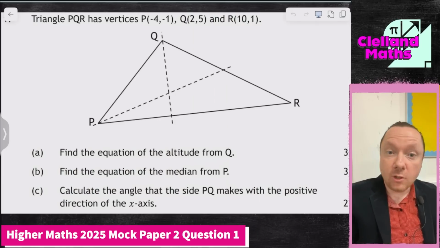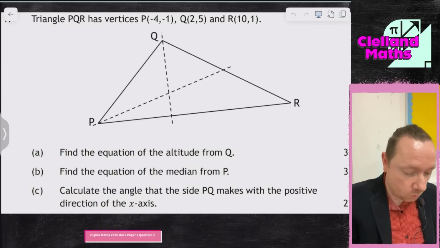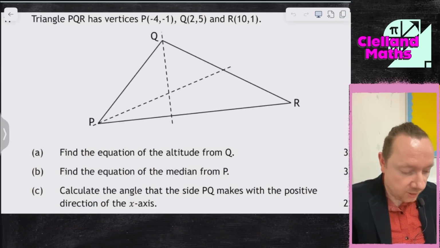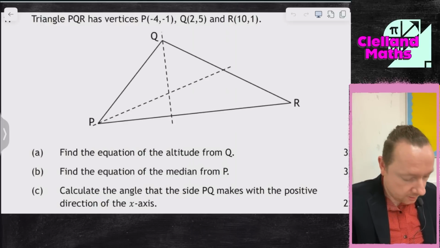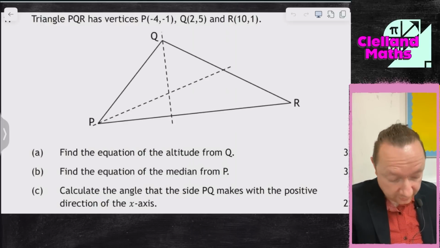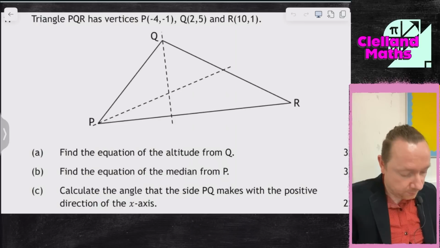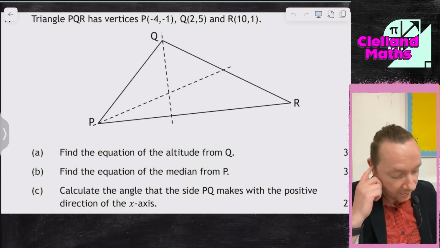SQA Higher Maths 2025 Paper 2 Mock Exam Question 1. Triangle PQR has vertices P(-4, -1), Q(2, 5) and R(10, 1). Find the equation of the altitude, then the median, and then the angle that the side PQ makes with the positive direction of the x-axis.